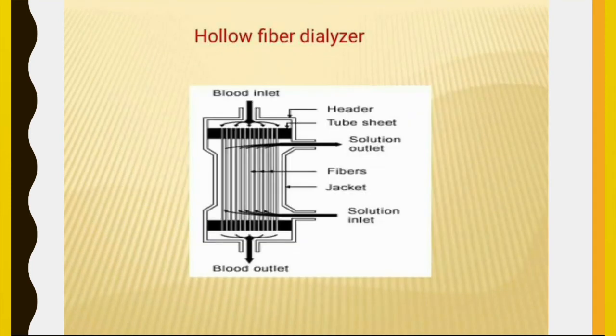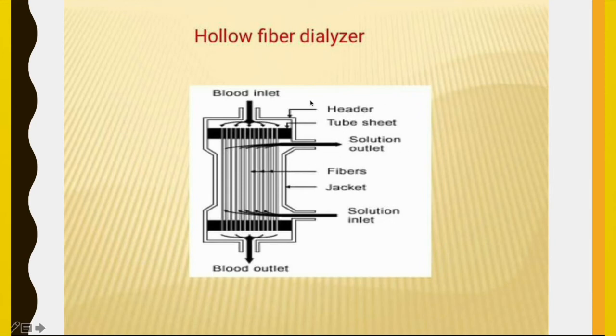After the parallel plate dialyzer, we come across the hollow fiber dialyzer. This is the design which we are using nowadays. It is practically the best design if we consider the surface area ratio with the dialysate. So here is a brief information about the hollow fiber dialyzer.